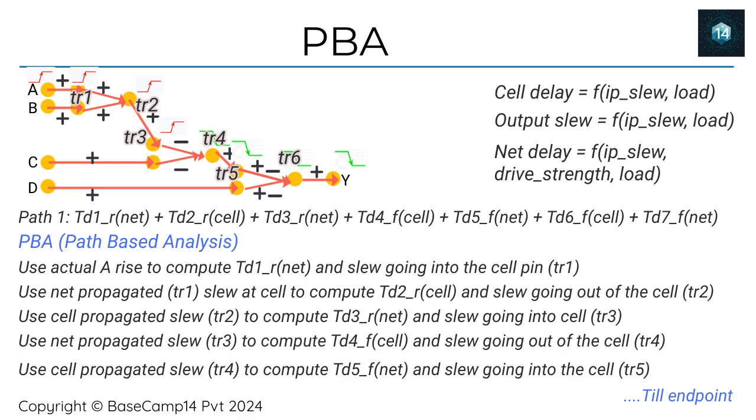The point to note here is that the actual slew in the path is propagated across the nodes in the path. Slew from nodes outside of the path are not taken into account.